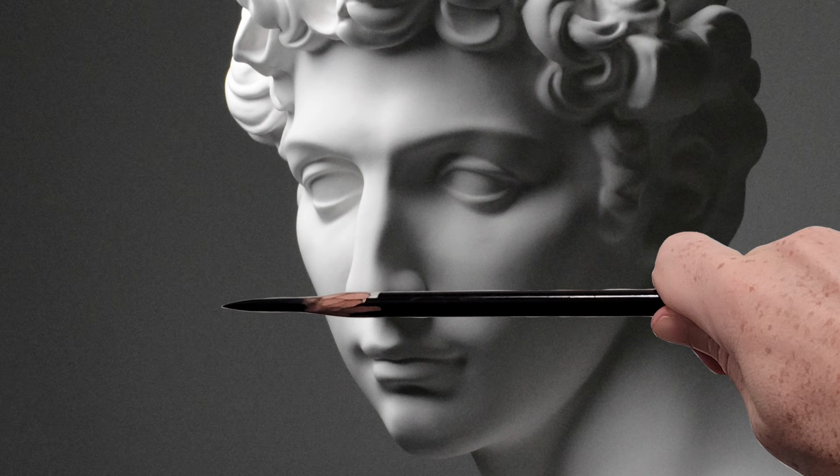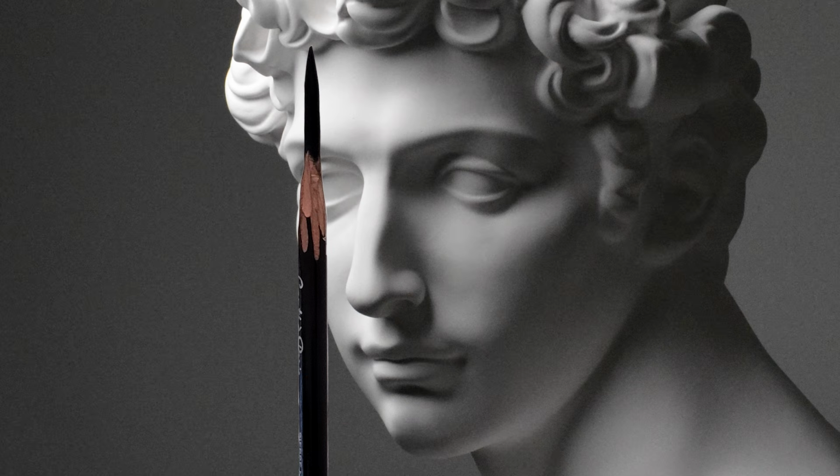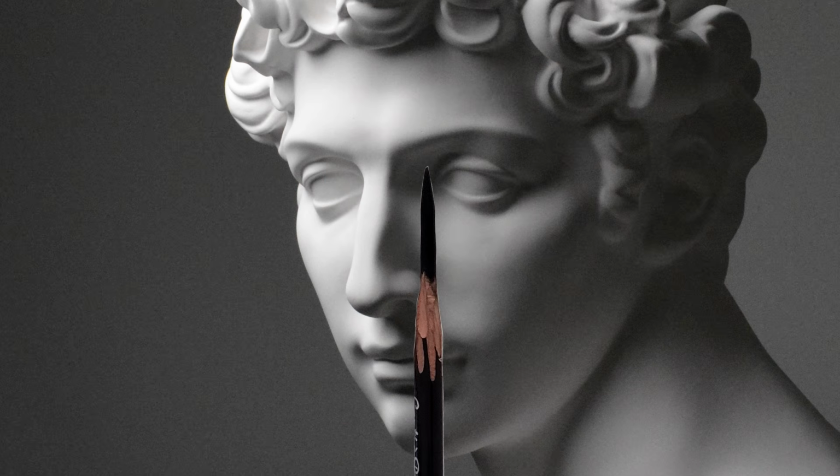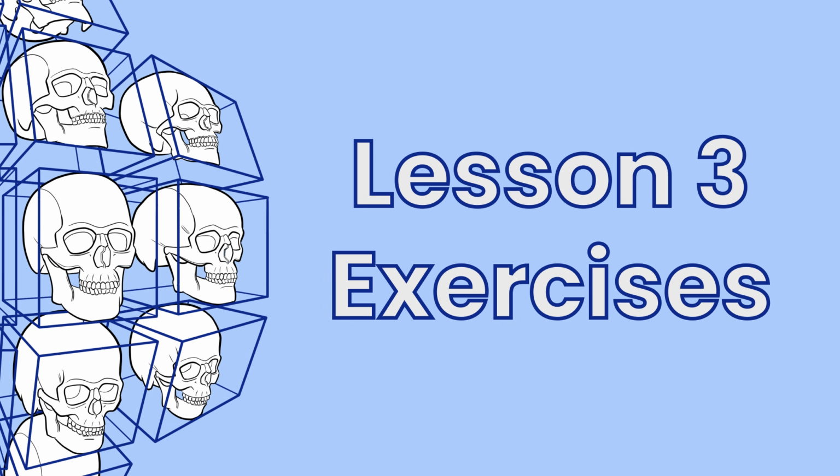We can also use visual measurement to check the alignment of features in our subject by holding the pencil straight horizontally and vertically in front of the subject to see how features align. For example, the inside edge of the eye aligns with the outside edge of the nostril. I can compare this to my drawing to see if the same features align.